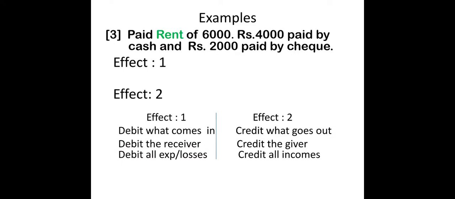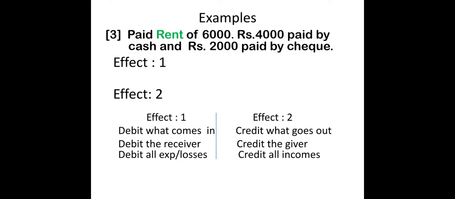Now number 3, students, number 3 is also very interesting. Paid rent of 6,000. Okay, so we are paying rent of 6,000, but out of 6,000, students, 4,000 we are paying by cash and the remaining by check. Okay, 2,000 we are paying by check. So we can try. First of all, effect number 1.